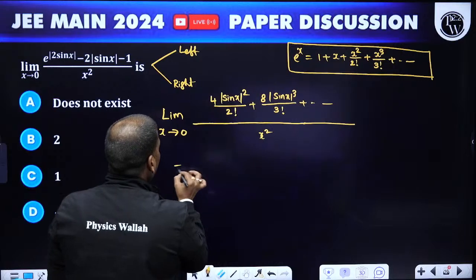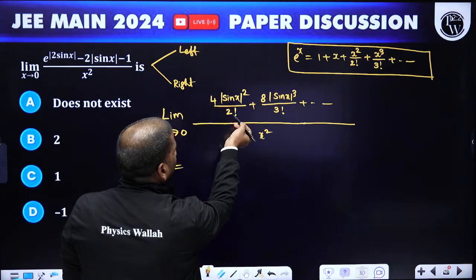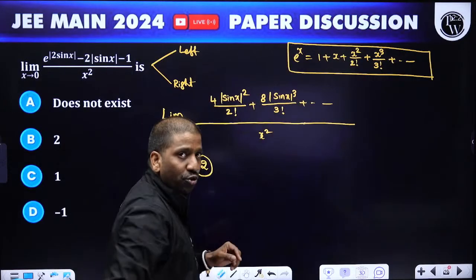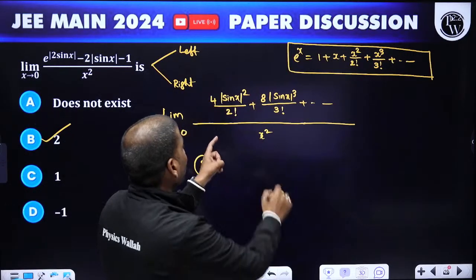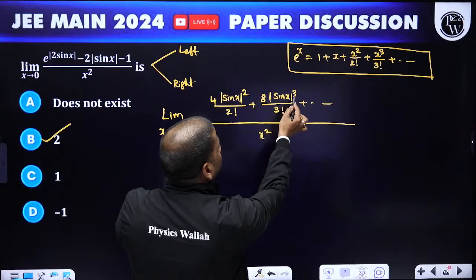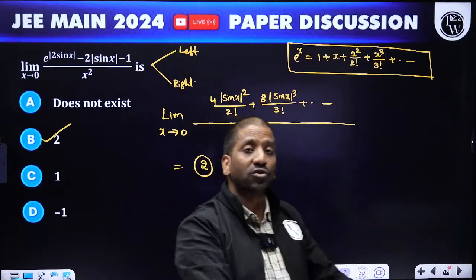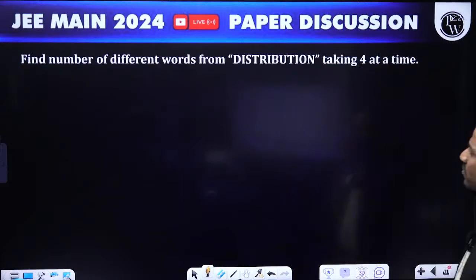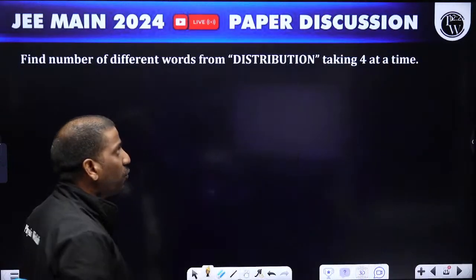So then what will we write? The coefficient of x² (sin x by x is 1) becomes 4 by 2, so 4 by 2 is 2. The remaining every part will become 0 in the expansion. So 2 is the right answer. Suppose it started from x³ and that term was also given, 8 times |sin x|³ by 3 factorial. In that case the answer would be does not exist. But here directly 2.